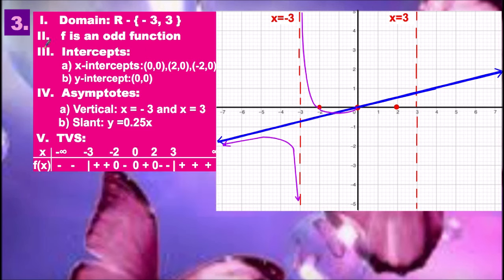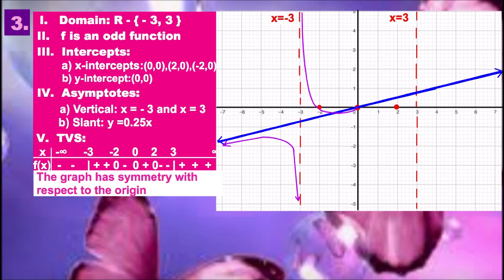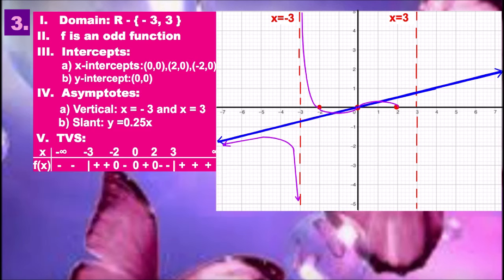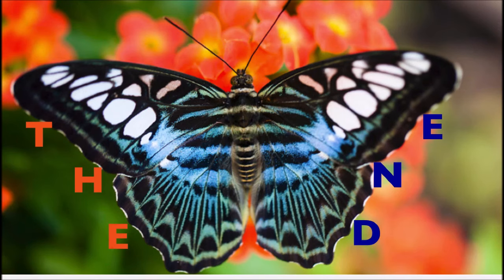We've drawn that segment. The graph has symmetry with respect to the origin. Thus, the other side of the graph is obtained by reflecting it over the origin. So we reflect that first line segment, and then the second part on open interval (2, 3). So we've done that reflection, and we reflect the final part to finish our graph. The end.